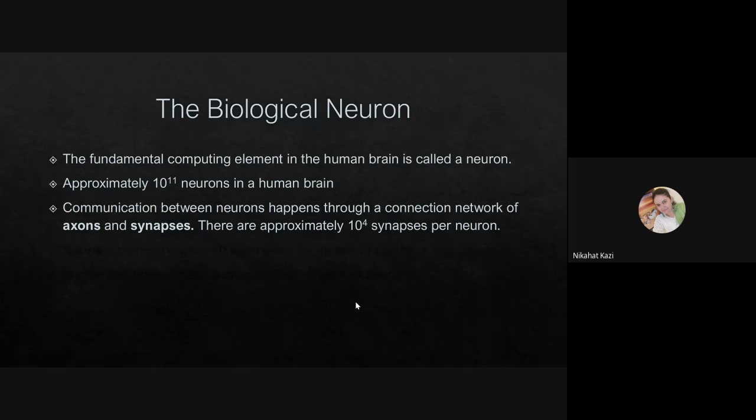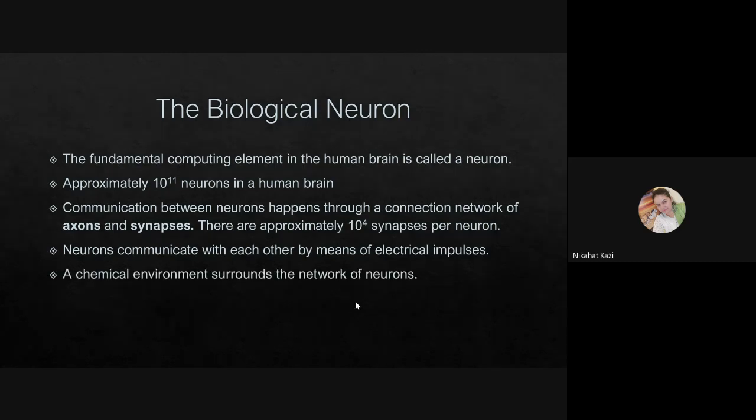So there is a huge communication network which connects the neurons to each other, and they exchange information through axons and synapses. How do they communicate with each other? By means of electrical impulses. So they send out electrical impulses from time to time via this connection network. And there is a chemical environment which surrounds the network of neurons.